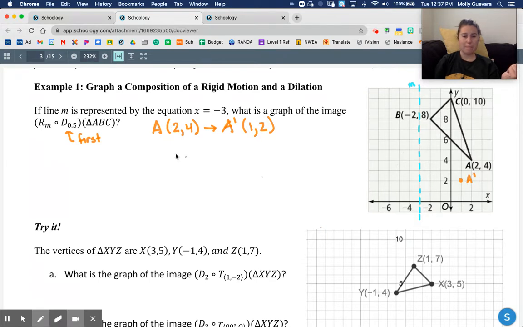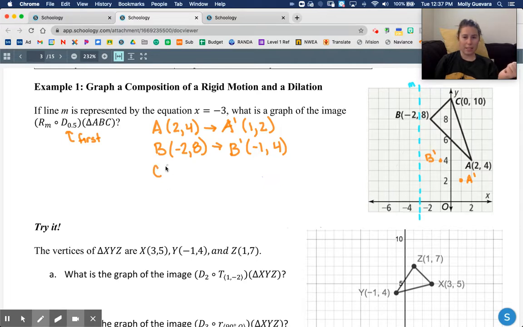Okay. Then B is at the point -2, 8. I'm multiplying it by 1/2, which is the same as dividing it by 2. So -2 divided by 2 is -1. 8 divided by 2 is 4. So -1, 4. And that is B prime.